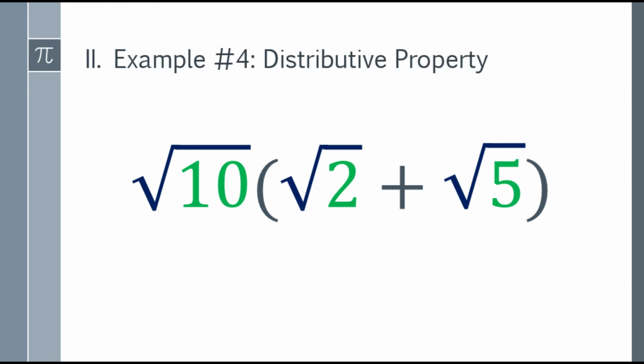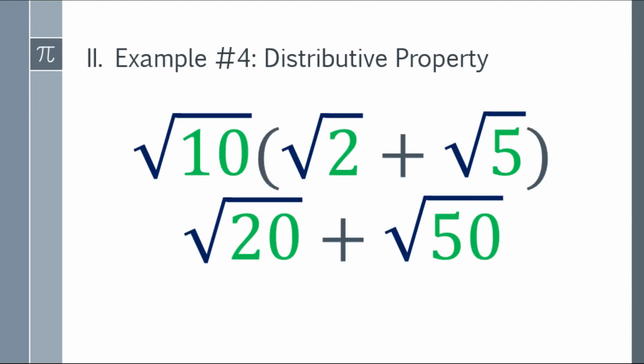Okay, next example tayo. Example number 4, distributive property. So, paano pag may ganito tayong example? The square root of 10 multiply to the quantity of square root of 2 plus the square root of 5. So dito, apply natin yung distributive property. So first step, square root of 10 times mo sa square root of 2, that will be square root of 20. Next, square root of 10, multiply mo siya sa square root ng 5, that will be square root of 50. So final answer na ba yun? Hindi pa, kasi pwede mo pang i-simplify yung square root of 20 and 50.